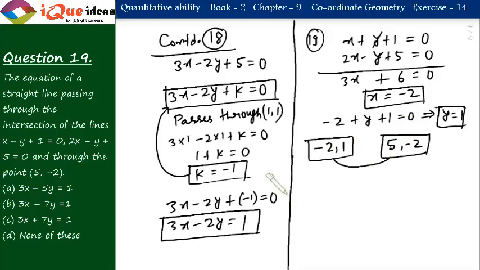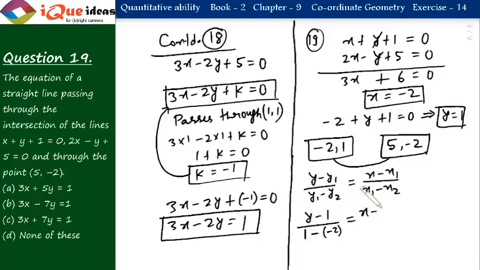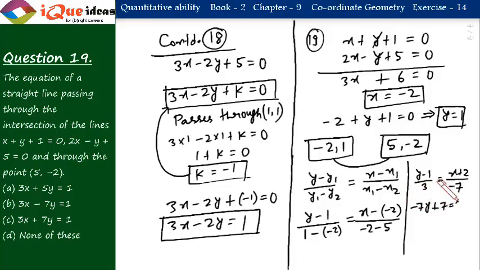So we'll apply the formula (y minus y1) upon (y1 minus y2) equal to (x minus x1) upon (x1 minus x2). Right? Now y minus y1, so it is y minus 1 upon y1 is 1 minus y2, so 1 minus minus 2. Alright. Now x minus x1, x1 itself is minus 2, upon x1 minus x2, so it is minus 2 minus 5. So if you simplify, you get (y minus 1) upon 3 equal to (x plus 2) upon minus 7. So cross multiply carefully, you will get minus 7y plus 7 equal to 3x plus 6.